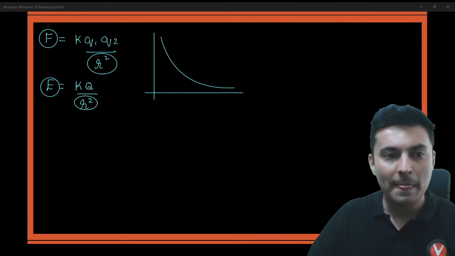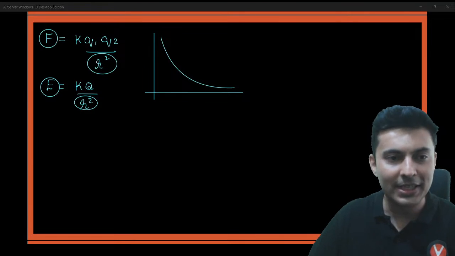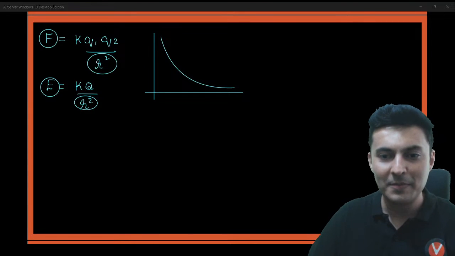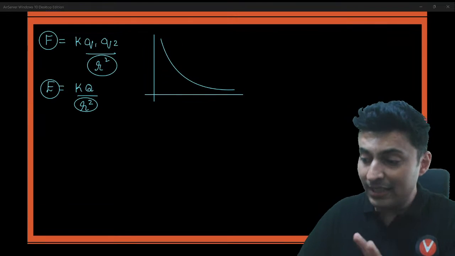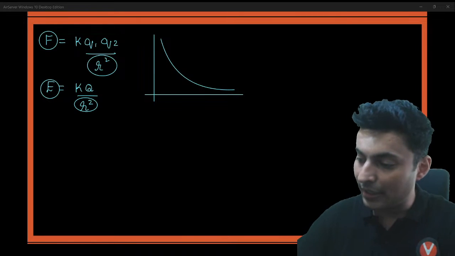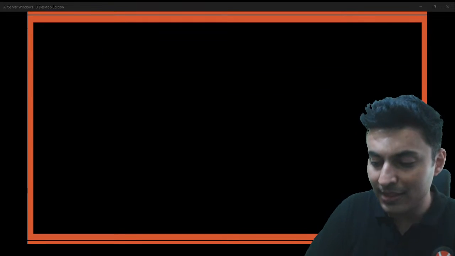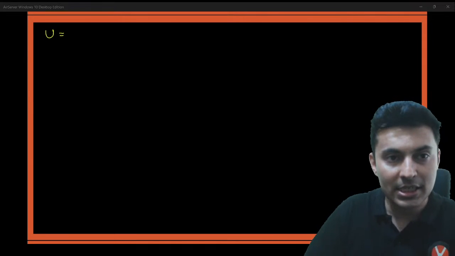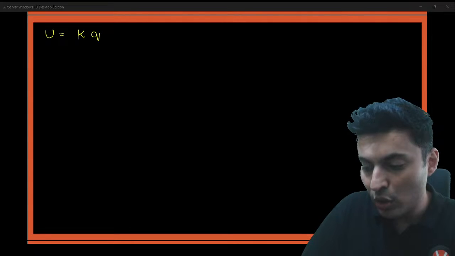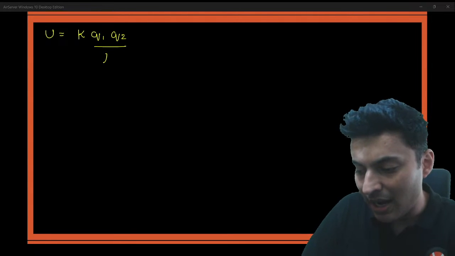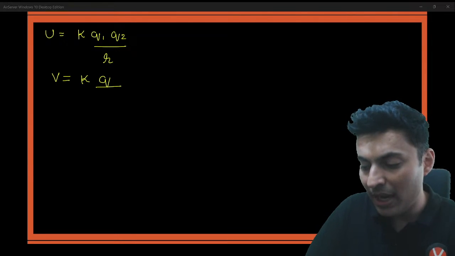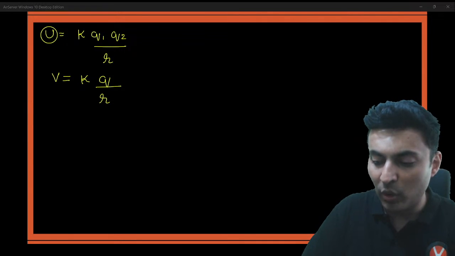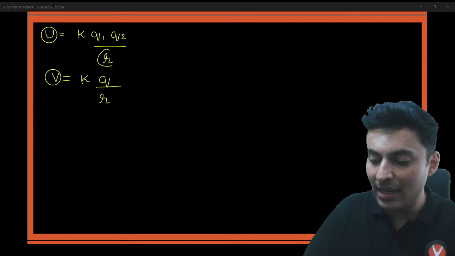Understood, my dear warriors? Very good. Keep this in mind. Now, the next important graph is when you talk about potential energy. The formula is K Q1 Q2 divided by R. If you talk for potential, it is K Q divided by R. Again, see, potential or potential energy is inversely proportional to R.